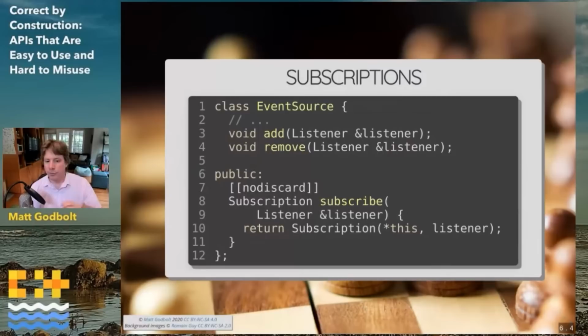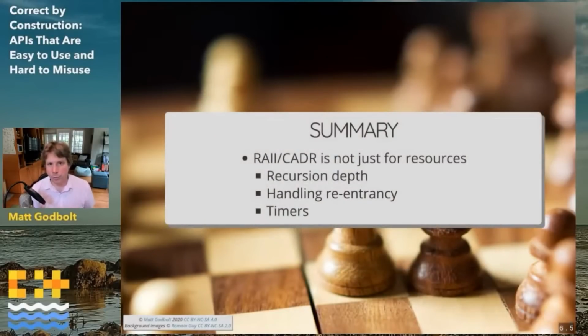And then the public subscribe method is a nodiscard. Remember, we need to make sure that nobody is accidentally calling the old API with the old expectations. A nodiscard subscribe, and it just returns a subscription that binds the two things together. So this is a very short thing.